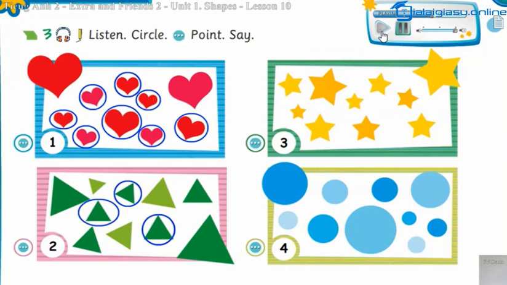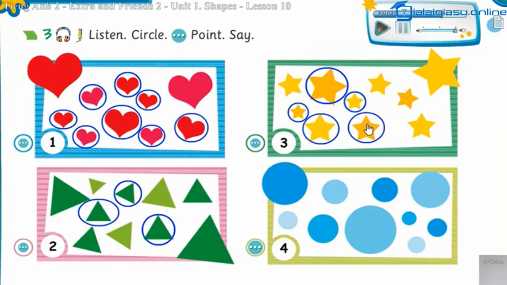Five yellow stars. How many yellow stars are there? There are 10? No. There are 5 yellow stars. Let's count. 1, 2, 3, 4, and 5. 5 yellow stars. And number 4.